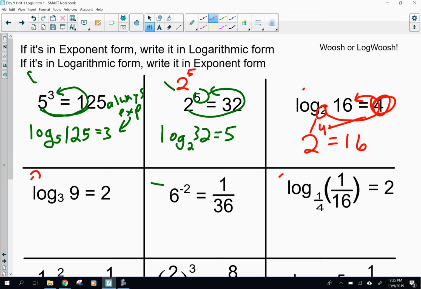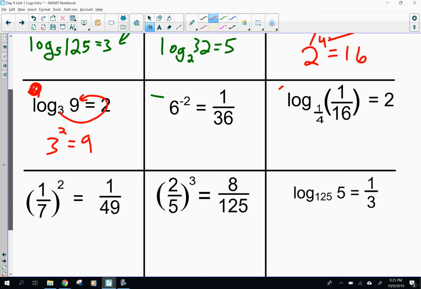Here's the example we did from the last one. Log base 3 of 9 is equal to 2. That's just saying 3 to the power of 2 is 9. And here are some worse examples where everything looks a little bit messy, but it's all the same process. We're not doing any math. We're just writing these relationships. So 6 to the negative 2 power is 1/36. You would just write log base 6 of 1 over 36 is negative 2.